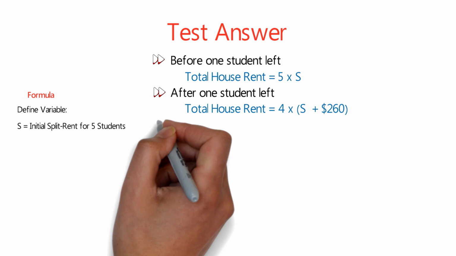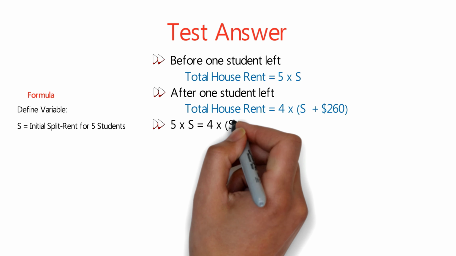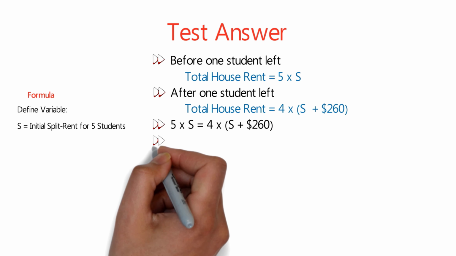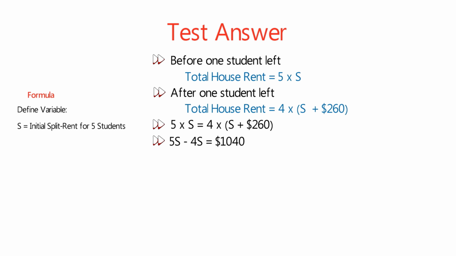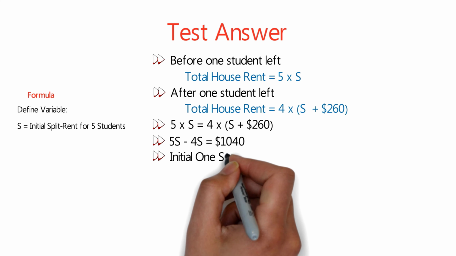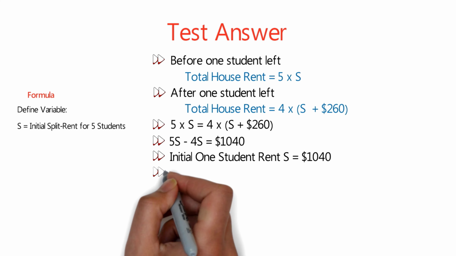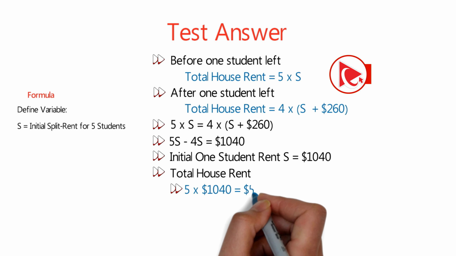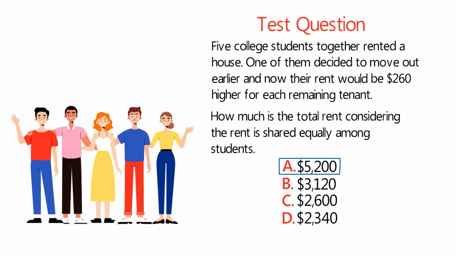Using both approaches, we can create an expression. 5 multiplied by S equals 4 multiplied by the value in parentheses S plus $260. Once we simplify it, we'll get to the equation 5S minus 4S equals $1,040, which means that S equals $1,040, which represents the initial one student rent. To calculate total house rent, we need to multiply 5 by $1,040 and the result will be $5,200. So the answer is choice A, $5,200. Hopefully you've nailed this question and now know how to answer similar.